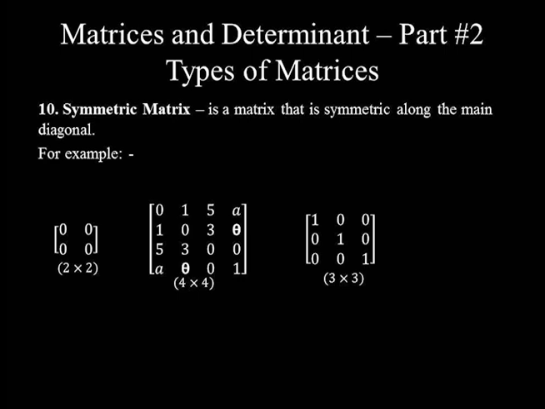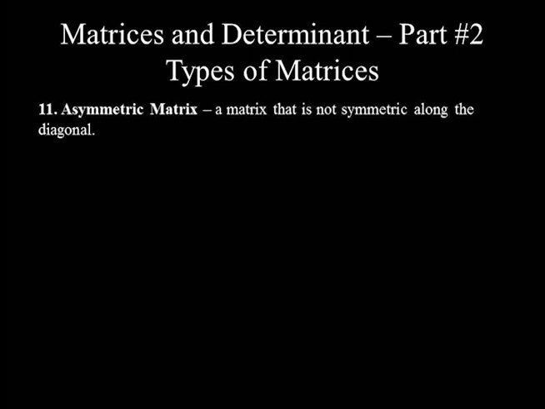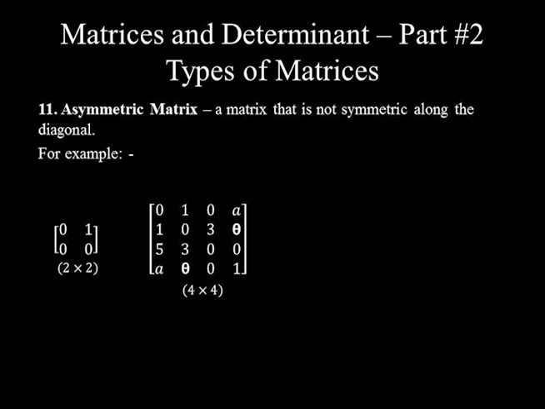The other type of matrix, which is opposite to the symmetric matrix, is the asymmetric matrix, which is a matrix that is not symmetric along the main diagonal. Unlike a symmetric matrix, we can't find the mirror image for each and every element on one side of the main diagonal. Let's see some examples. This 2 by 2 matrix is an asymmetric matrix because we can't find the mirror image of this 0 and this 1. Also, this 4 by 4 matrix is an asymmetric matrix because this 5 doesn't have a mirror image on the other side of the main diagonal, and this 0 doesn't have a mirror image below the main diagonal. By the same analogy, this 3 by 3 matrix is an asymmetric matrix.